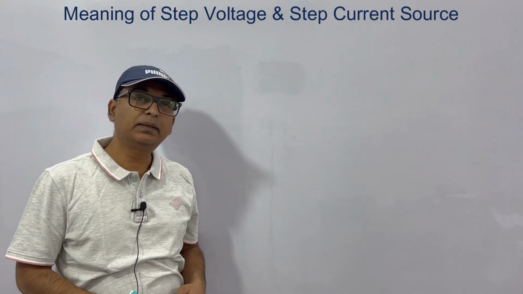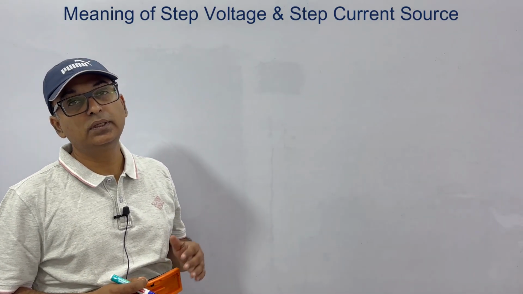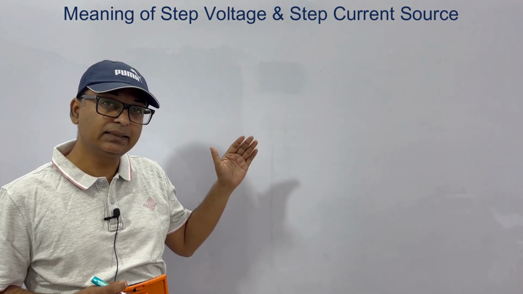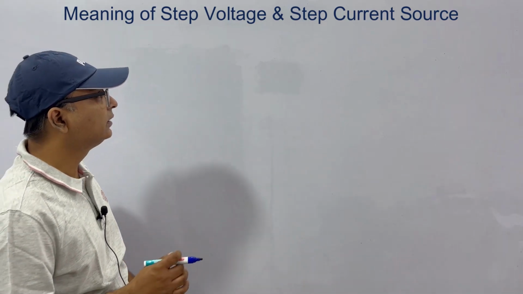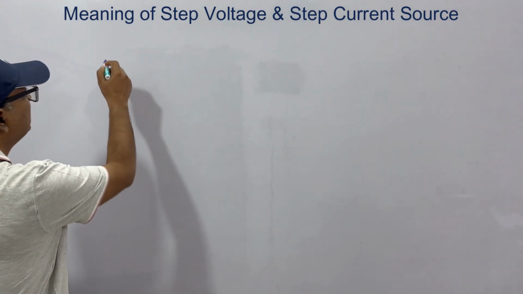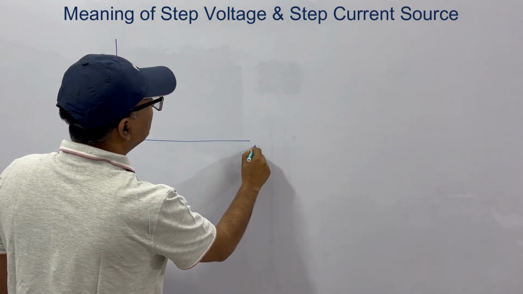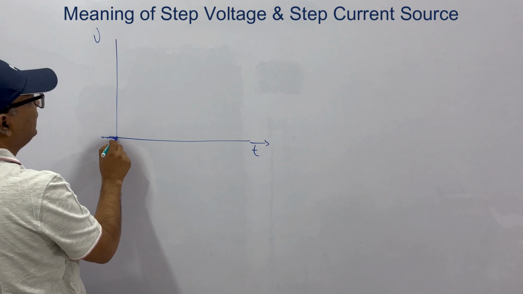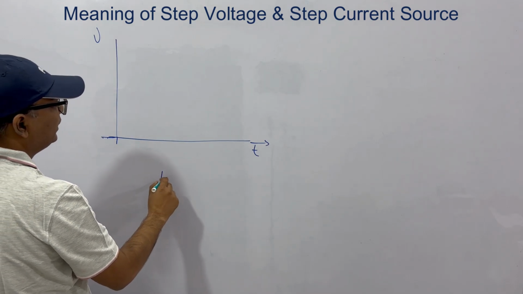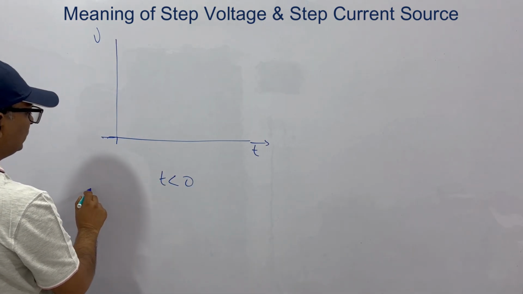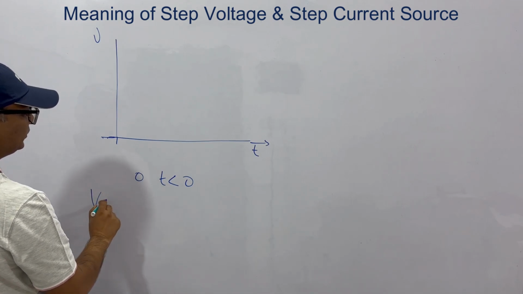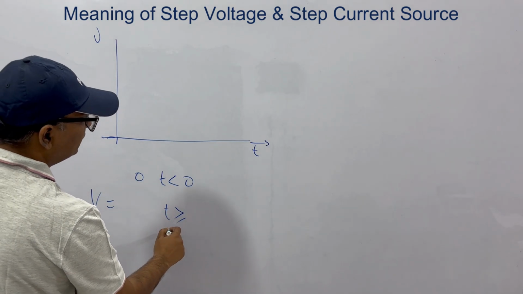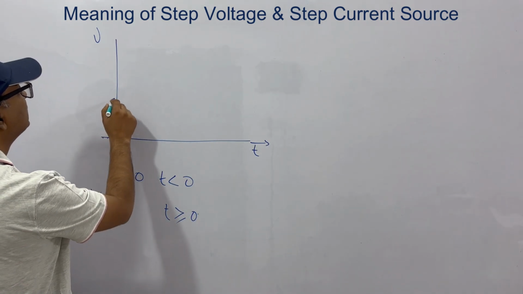We have seen the step voltage response, that is, the response to a step voltage input, for the series RC circuit, series RL circuit and series RLC circuit. What is a step voltage input? Step voltage input means very simply, if this is t and this is v, then for t less than 0 the value of voltage is 0, and for t greater than 0 it is 1.